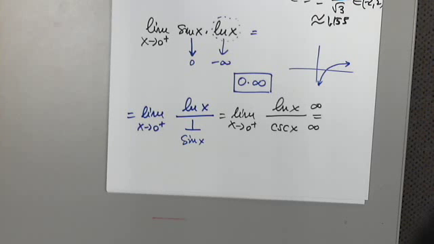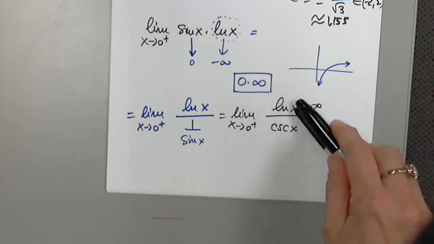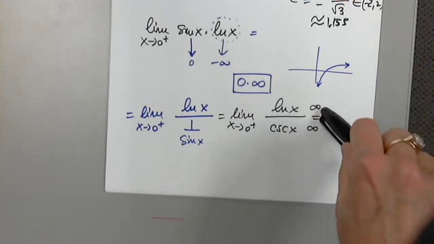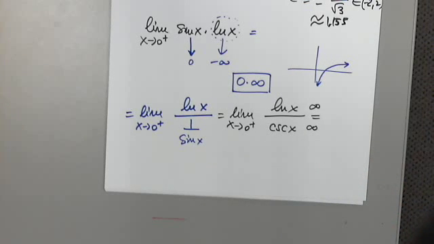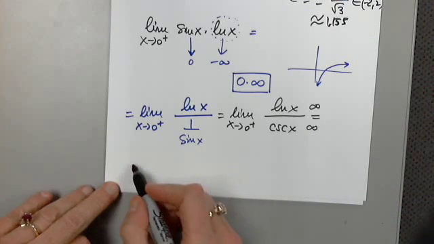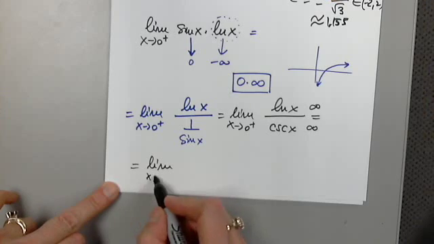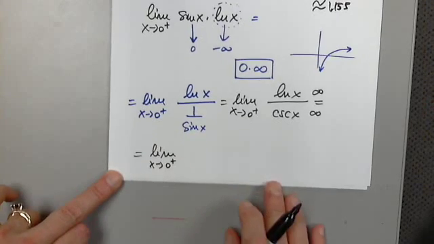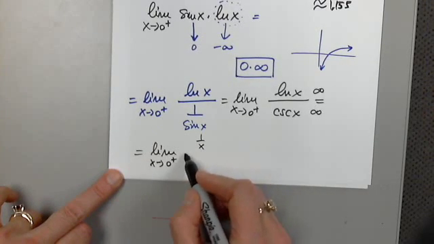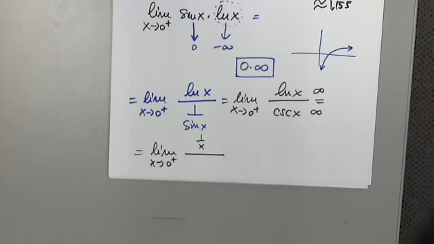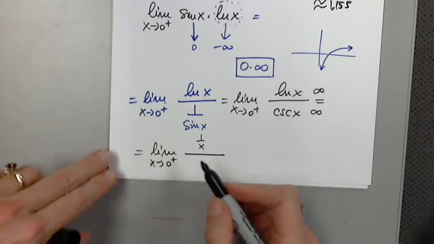But now differentiating top and bottom, which I can do in this way only if I have a limit, and only if I have a ratio, and only if I have infinity over infinity or 0 over 0. So then I can apply L'Hopital's rule and say limit as x approaches 0 from the right. The top prime is 1 over x. Although the denominator is not very nice, cosecant prime is negative cosecant cotangent.